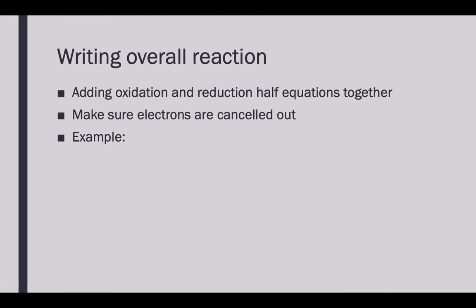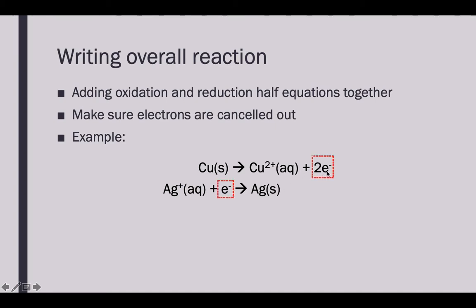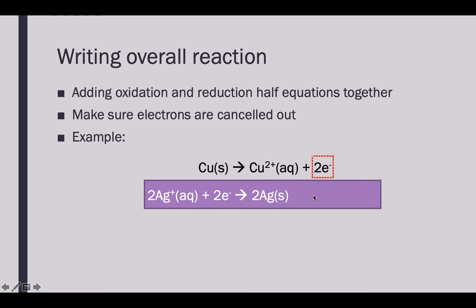So once we have two half equations, we can write an overall reaction using them. The only criterion is that we need to make sure electrons are all cancelled out. For example, we have these two half equations and we align the arrows so that we know where to add. Left-hand side adding the left-hand side and right-hand side adding the right-hand side. But here we have 2 electrons being lost, but 1 electron is gained. So we need to multiply the gaining of electrons by 2 and write it like this.